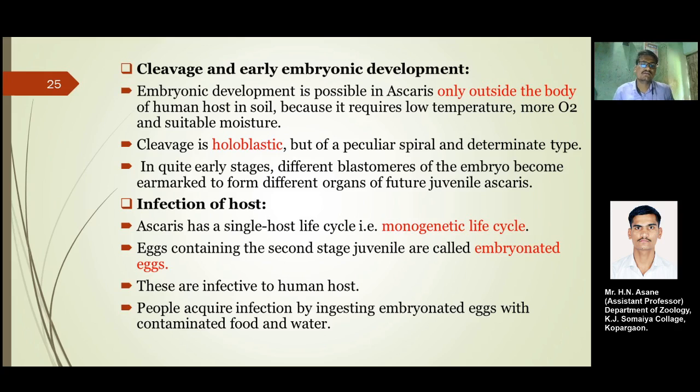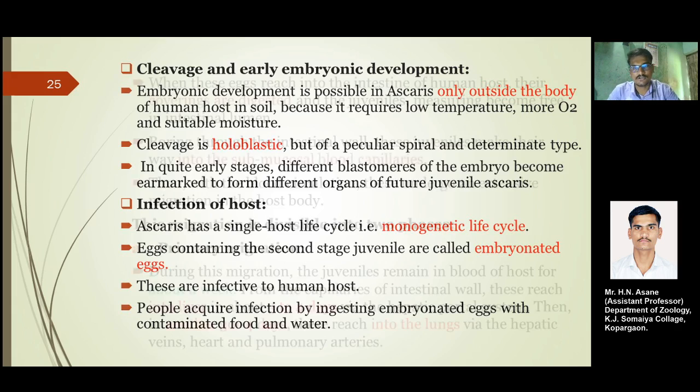As we have seen in Entamoeba, that is a digenetic life cycle, whereas in Ascaris it is the monogenetic life cycle. Eggs containing the second stage juvenile are called embryonated eggs, and these embryonated eggs are infective to the human host. People acquire infection by ingesting embryonated eggs with contaminated food or contaminated drinking water.